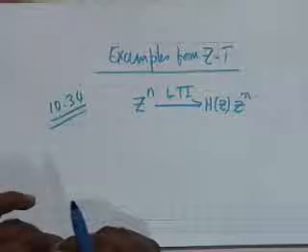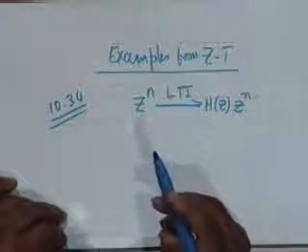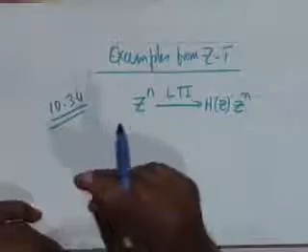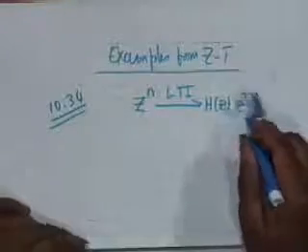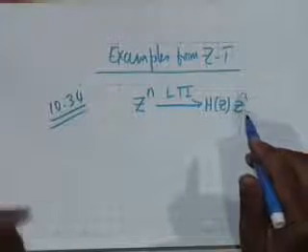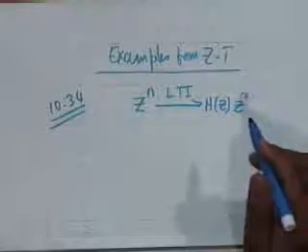This happens because z to the n is an eigenfunction for the system and H of z is an eigenvalue. Normally, from the given H of z, one would find out h of n and then convolve with x of n. All right, we don't have to do that. There is a simplification here.